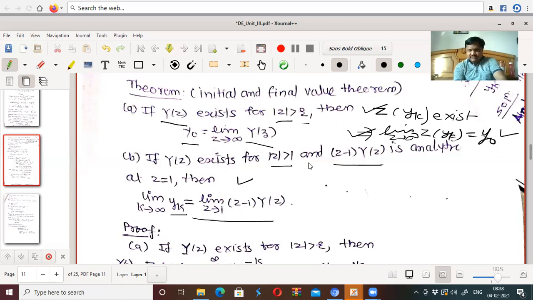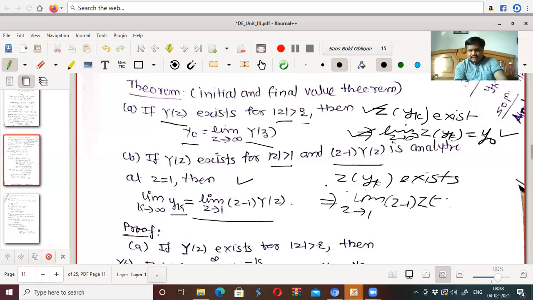If mod z greater than 1, then we want to show here that if Z of yk exists, then limit as z tends to 1 of z minus 1 into Z of yk is equal to limit as k tends to infinity of yk. These are the two results which we have to show here.